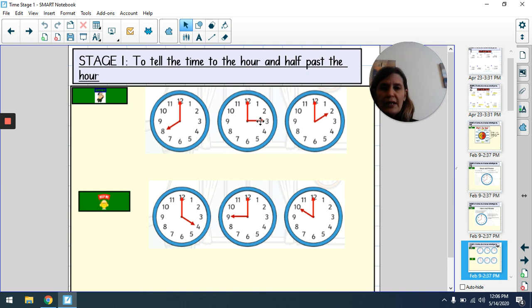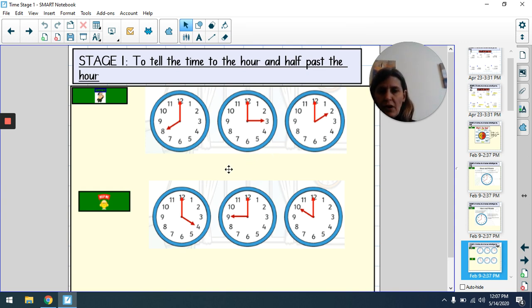And I look at the short hand, the hour hand. It's pointing to the 3, so it's 3 o'clock. My long hand is pointing to the 12, that's my minute hand, so I know it's an o'clock time. So I go to my hour hand, and it's pointing to the 2, so I know it's 2 o'clock.